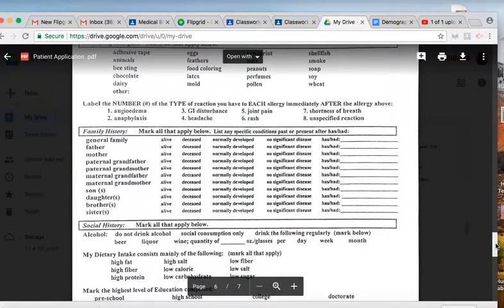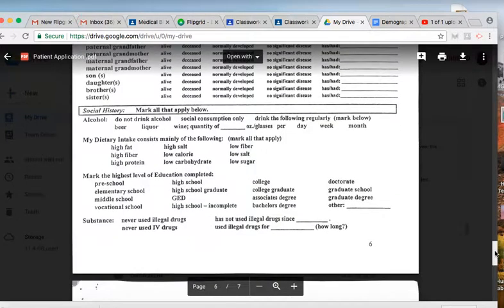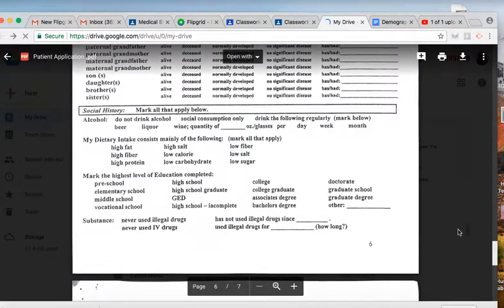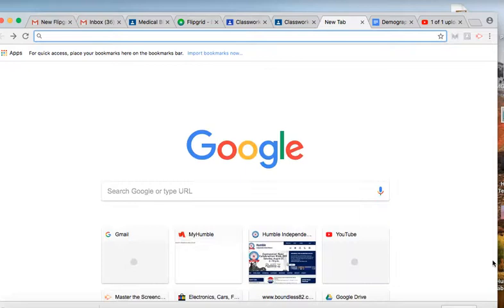He did mention his social history. Alcohol, he doesn't drink. He didn't say too much about his dietary intake. He didn't say anything about his education, but he did say that he never used illegal drugs. So you would mark those things.